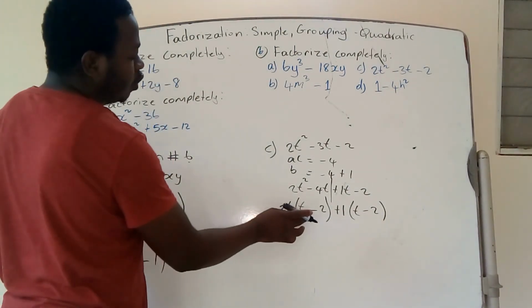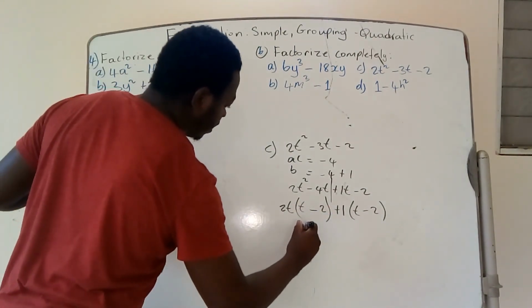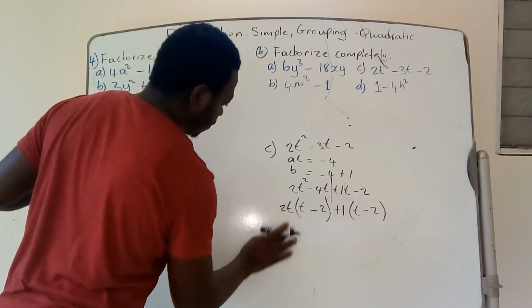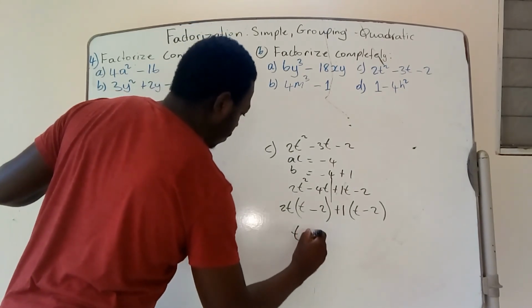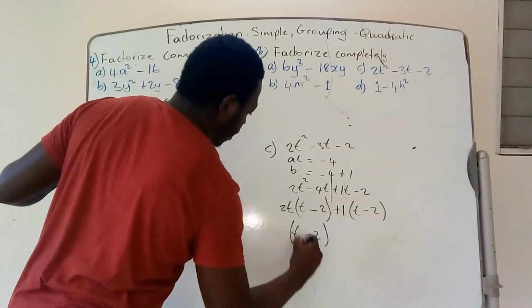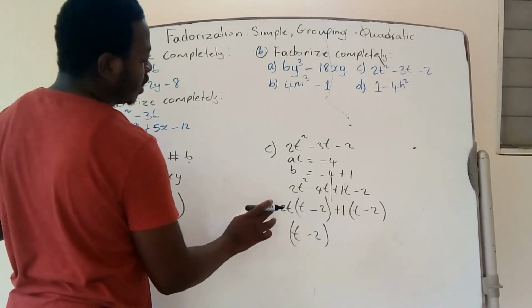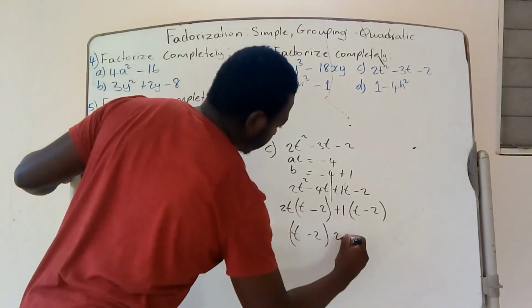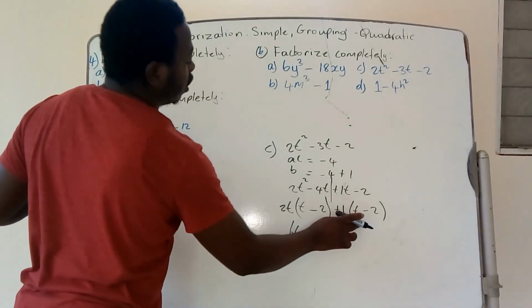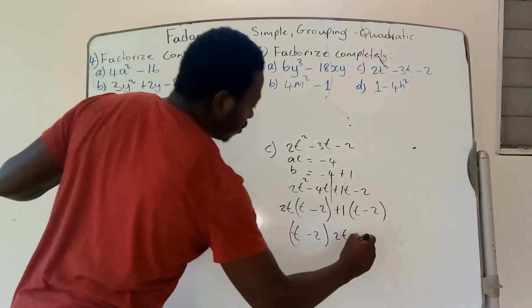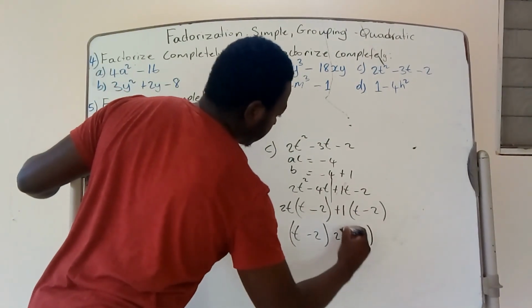Now we can factor out t minus 2. So we have t minus 2. Factor out t minus 2 out of the first term, 2t is left. Factor out t minus 2 out of the second term, plus 1 is left.